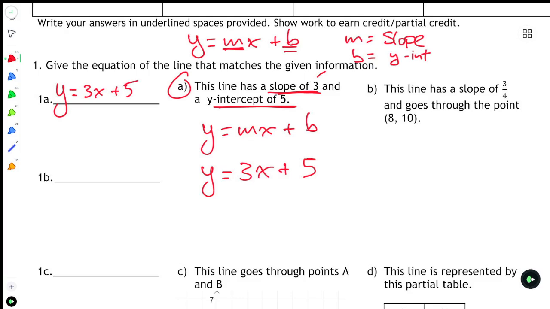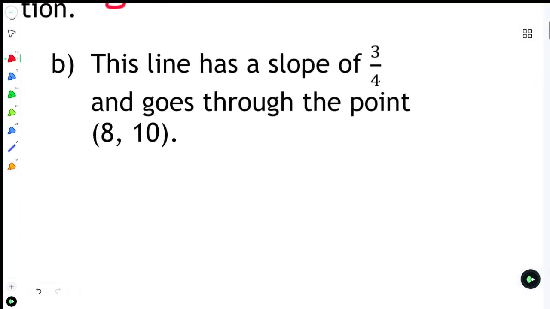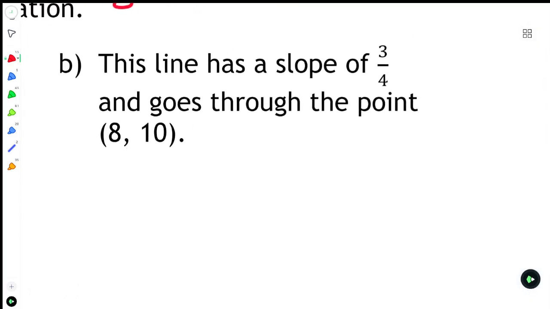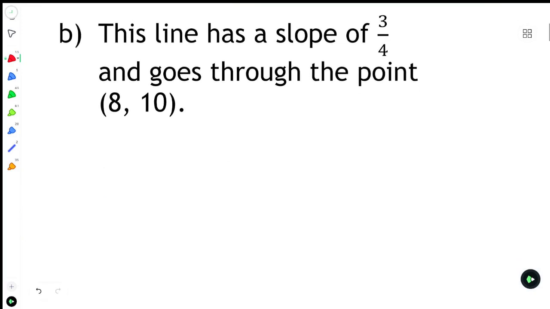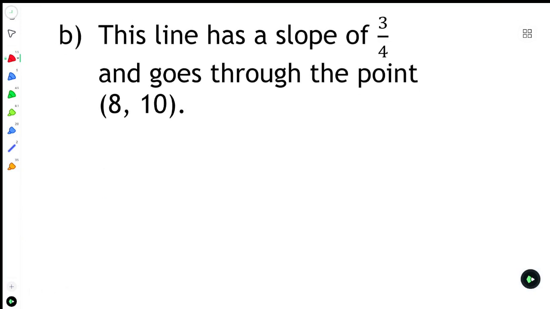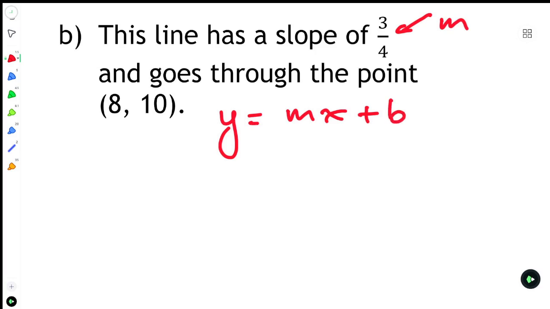The next one says this line has a slope of 3/4 and goes through a point. This one's a little bit more difficult because we don't have the y-intercept. We do have our slope, right? We know our slope m is 3/4. And we do have this equation we can work with, y equals mx plus b. The only thing we're not going to have is the y-intercept, so this is a way for us to solve and figure out what the y-intercept is.